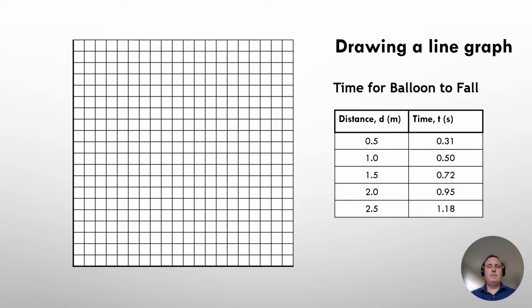Okay, so the first thing we're going to do when we go and draw a graph is we're going to have to give it a title. In this case, the data that I've collected, I've given a title for that, the time of the balloon to fall. That's an appropriate title. I could use that, but I'm actually going to use a slightly different one. I'm just going to call the title speed of falling balloon, because that is what we're going to calculate from this when we get this graph equation.